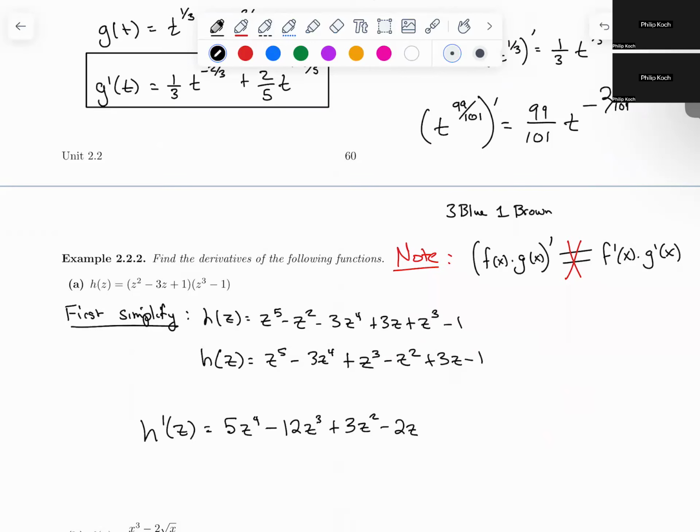Derivative of 3z would be 3. And the derivative of negative 1 would be 0, so I just won't write it. You can write it down if you want to, but it's unnecessary because adding 0 or subtracting 0 doesn't do anything. And that is our answer.